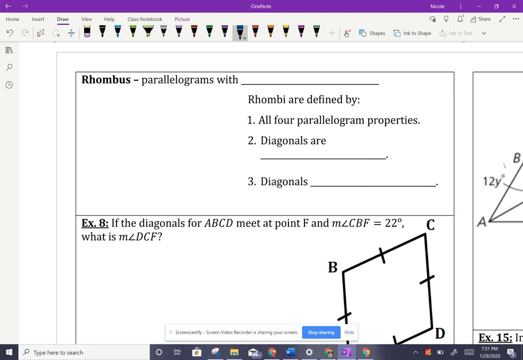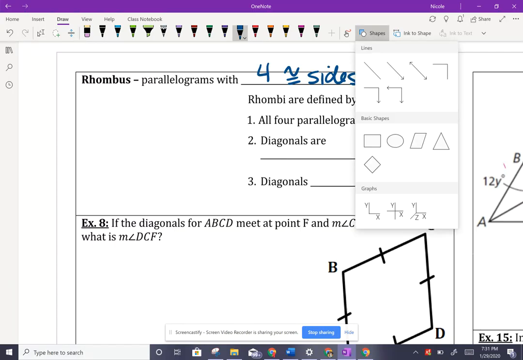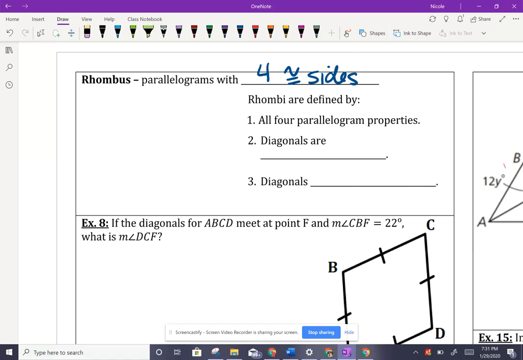All right, so our next shape that we're going to talk about is a rhombus. A rhombus is a parallelogram as well, and it's special and different from a parallelogram because it has four congruent sides. Four congruent sides. So let me see if I can get one shaped out here. There we go. That looks good. So here is my rhombus.